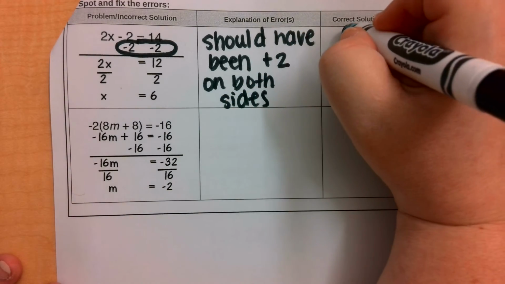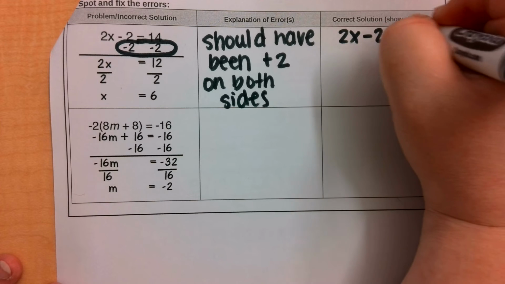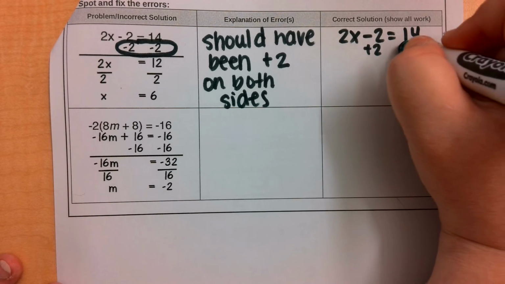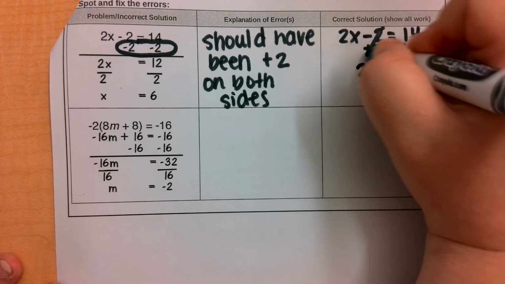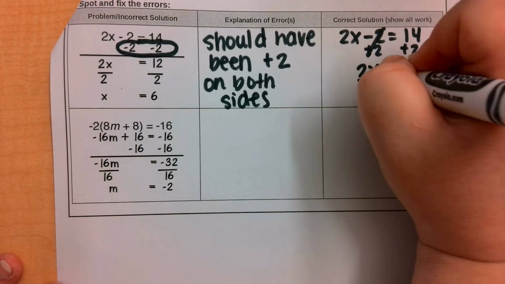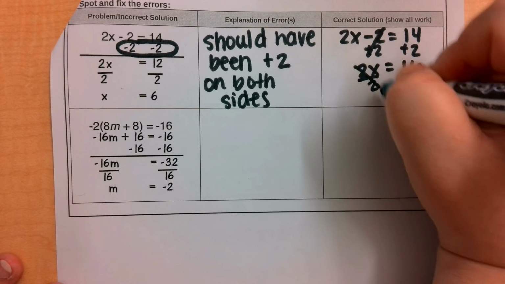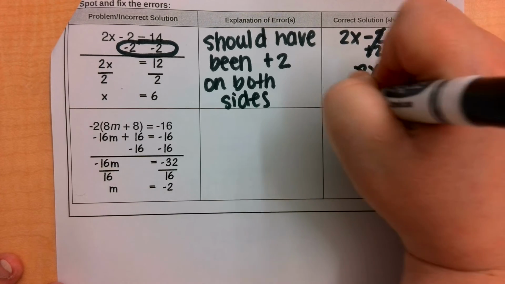All right, so now let's solve it. 2x minus 2 equals 14. Plus 2 plus 2, 2x equals 16. Divide by 2, divide by 2. X should equal 8.